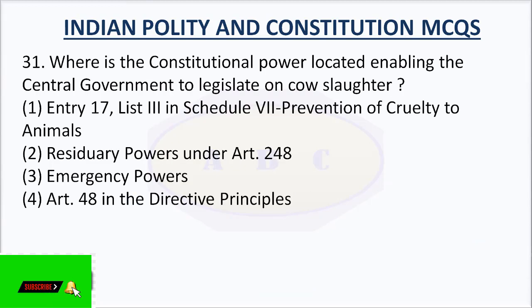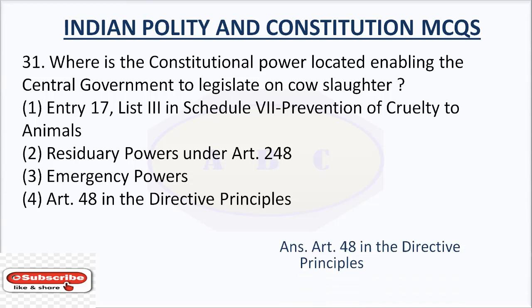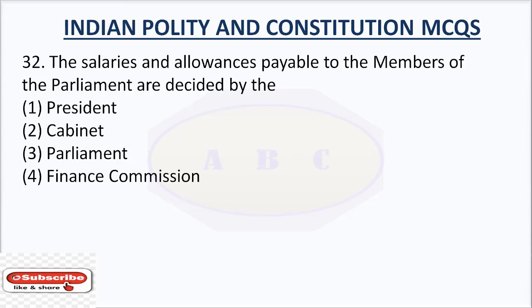Question number 31. Where is the constitutional power located enabling the central government to legislate on cow slaughter? Option number 1, Entry 17, List 3 in Schedule VII, Prevention of Cruelty to Animals. Option number 2, Residuary Powers under Article 248. Option number 3, Emergency Powers. Option number 4, Article 48 in the Directive Principles. The right answer is Article 48 in the Directive Principles.